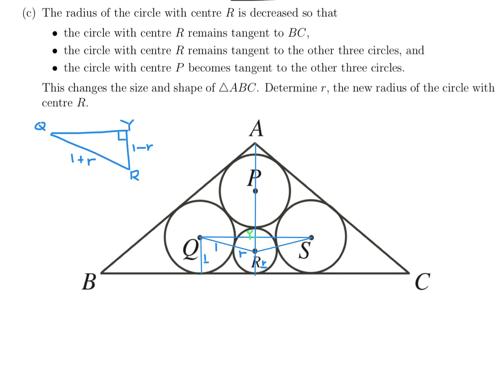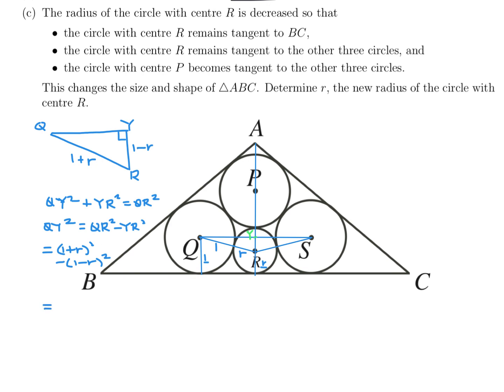This triangle QYR, that QY squared plus YR squared is equal to QR squared. So that means that QY squared will be QR squared minus YR squared. So QR squared, we know, is (1 plus R) all squared. And then YR is (1 minus R) all squared. So we got some math here to do.